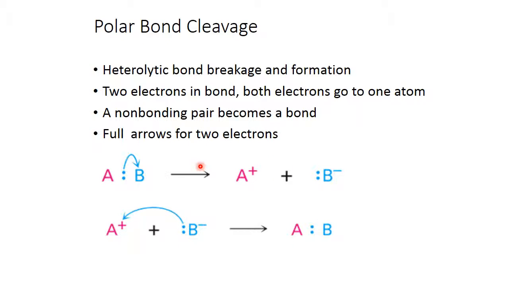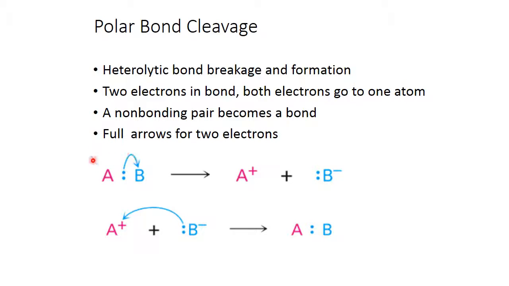Polar bond cleavage is a lot more common in organic chemistry than homolytic cleavage. This is where the electrons in a bond basically move onto one atom or move from an atom to another, and they move as a pair. So this is what we've already encountered, a full arrow showing a pair of electrons moving from one place to another.